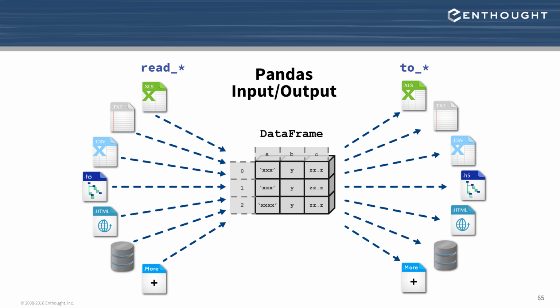For input-output, that's one of the places Pandas really shines. You used to have to get one package for Excel files and another one for CSV and another for HTML and so on. It'll just read all of those into a data frame. It's really fantastic, as well as many others. And you can write to those formats as well.